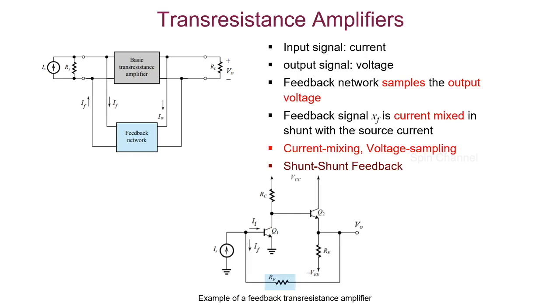This is an example of a feedback transresistance amplifier where the output voltage is sampled by the feedback resistor RF, and the feedback signal XF, which is a current, is mixed at the base terminal of the transistor. Now, observing the current directions at the input of the transistor, you can write input current Ii equals source current minus feedback current. Thus, the feedback is negative or degenerative.